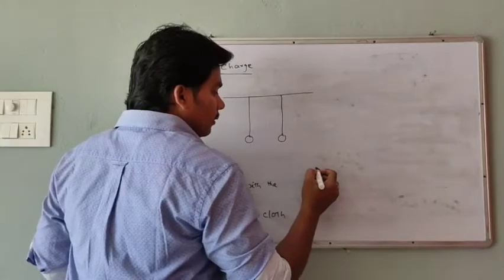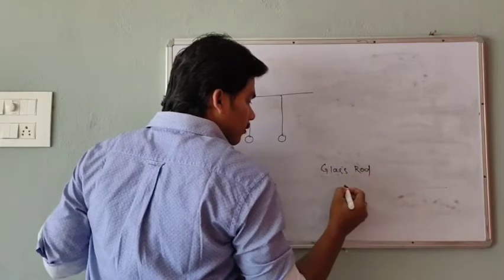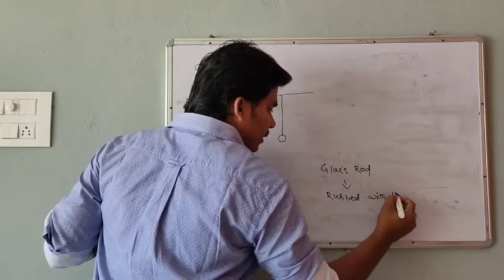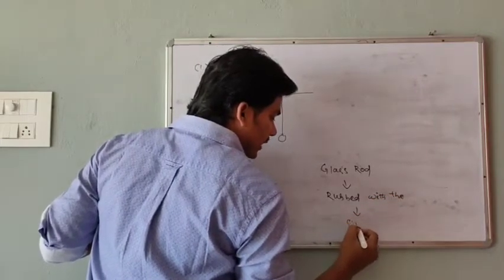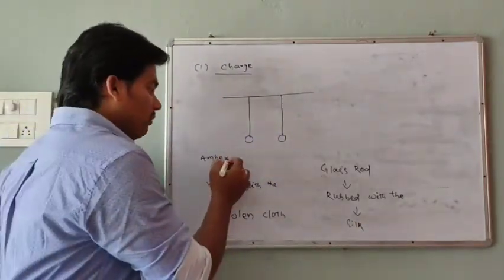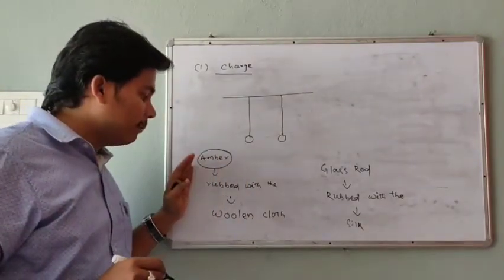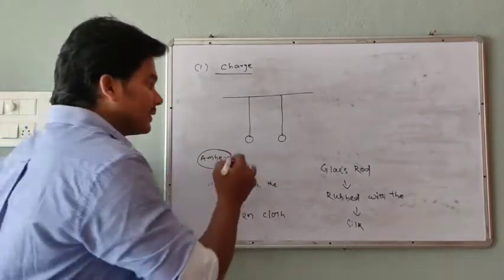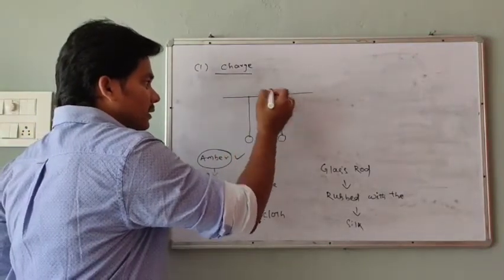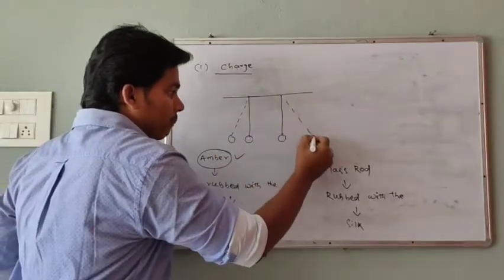Next I will take a glass rod which is already rubbed with silk or silken cloth. First of all, I will touch the charged amber. Why is it called the charged amber? Because when this amber is rubbed with the woolen cloth, it gets charged. And when this amber is touched with these two pendulums, what will happen? They will automatically separate or repel each other.